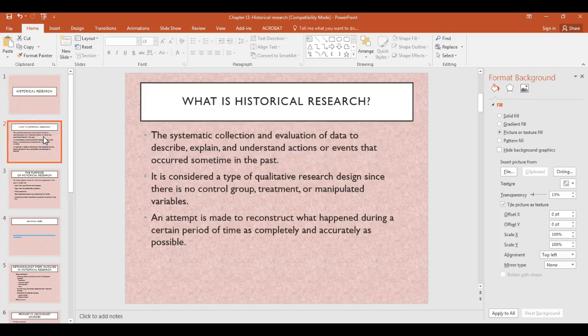So what is historical research? It's basically a collection of past events. You want to explore incidents and things that happened in the past for the purpose of understanding them more and providing new knowledge that will provide new understanding for readers nowadays. So you are really looking at the past to make a better understanding for the future, or things that went wrong in the past that you want to avoid in the future.